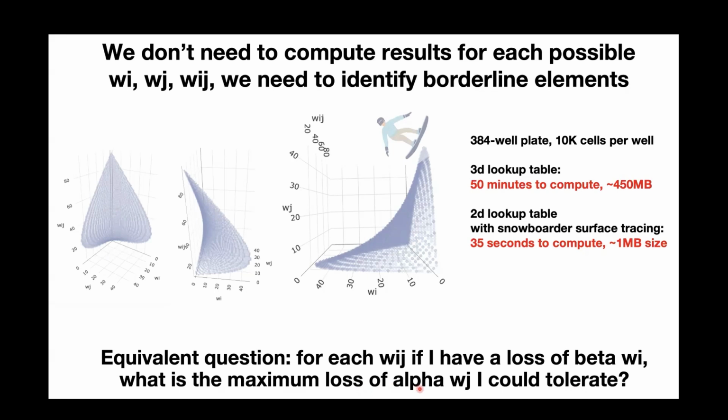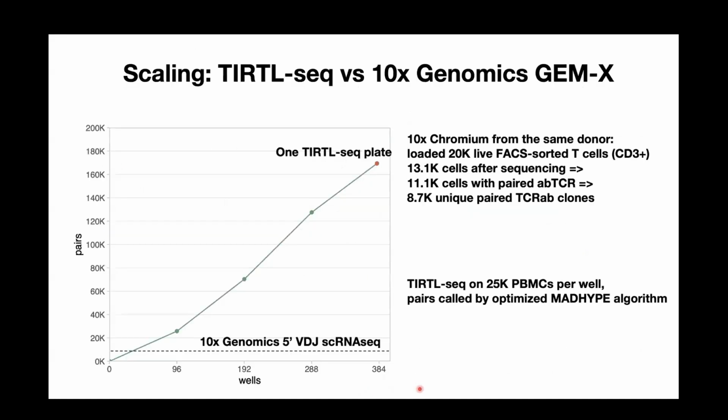So yeah, this is a very small and technical detail. Let's get to the actual results, right? We got PBMCs from a healthy donor. We isolated CD3 positive live T cells and did conventional 10x Genomics single cell TCR-seq on it. We loaded 20,000 cells. After it, we got 11,000 cells with paired complete alpha beta TCR, which corresponded to 9,000 clones. And this is this line.